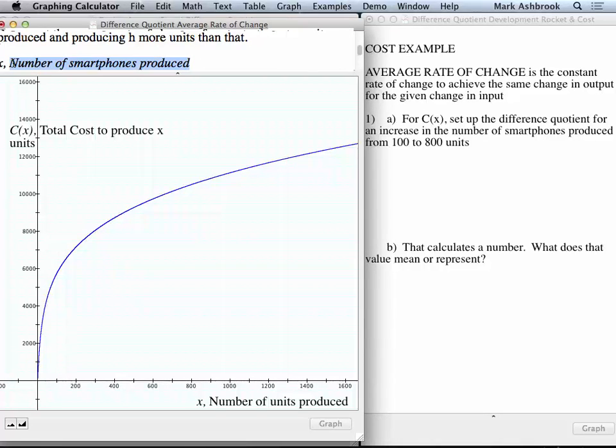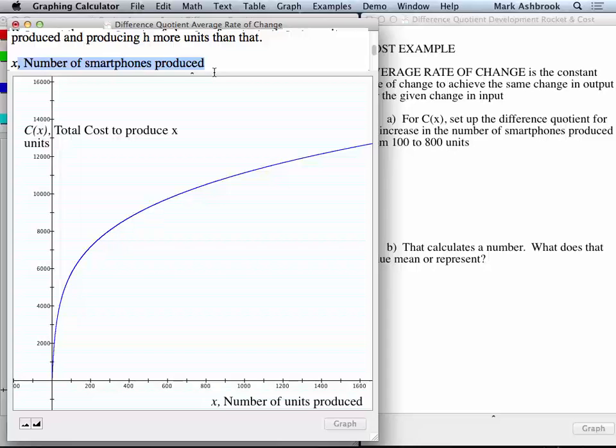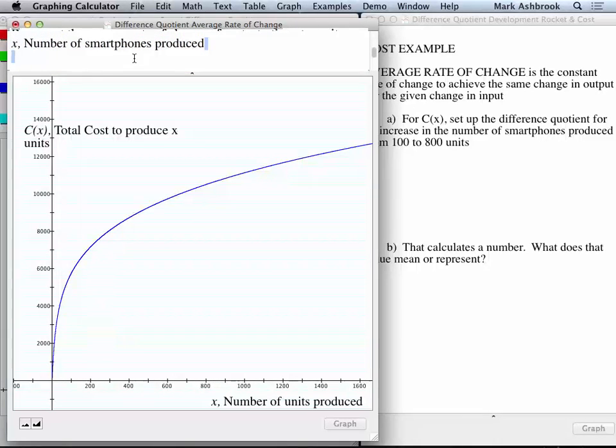Okay, compare with the person next to you. Have a conversation. Talk to somebody, everybody.